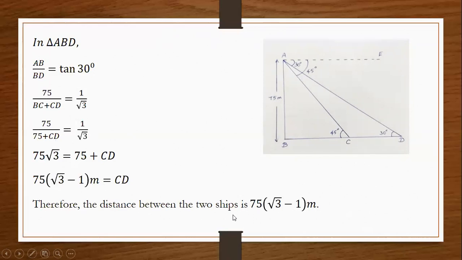Therefore, the distance between the ships, C and D are our ships, the distance between them is CD. So the distance between the two ships is 75 into root 3 minus 1 meters.